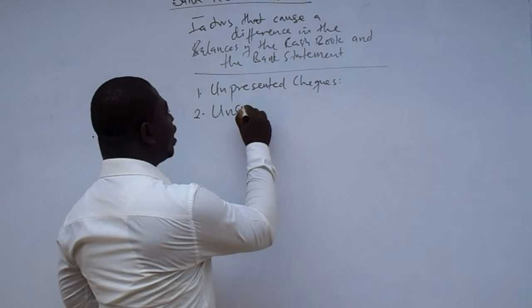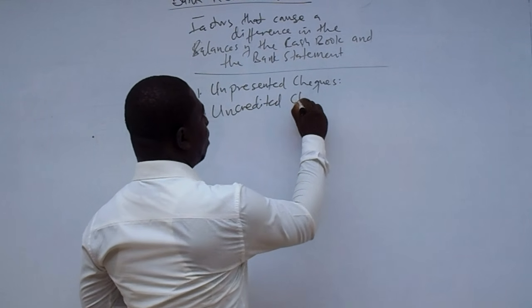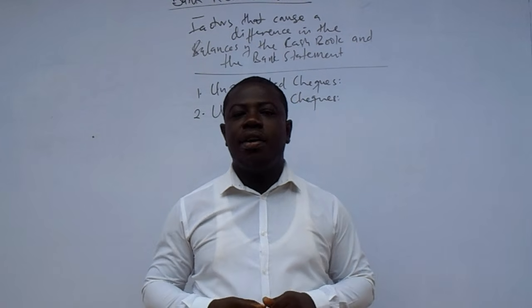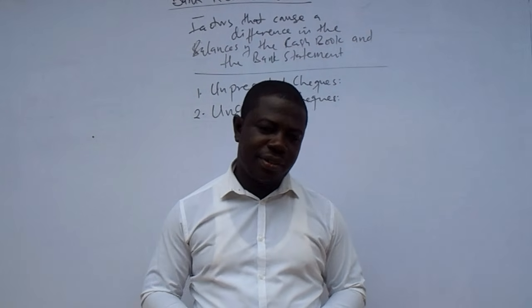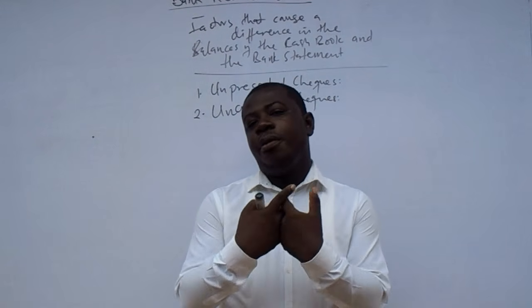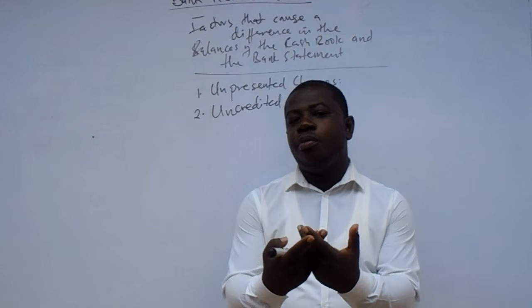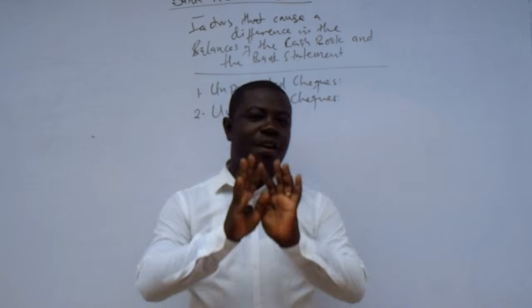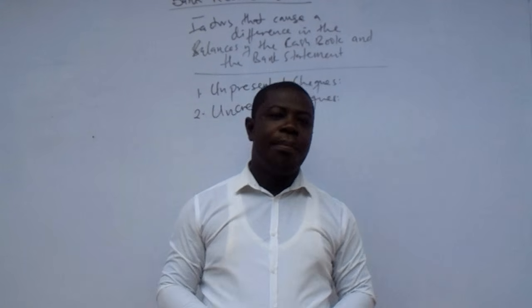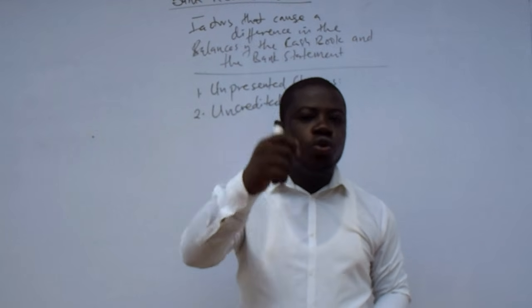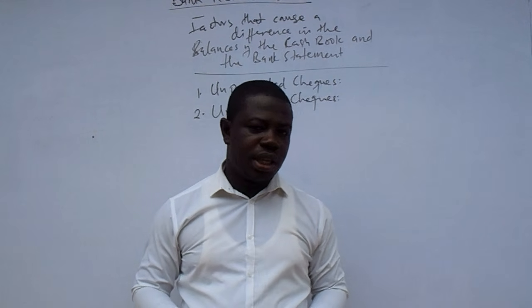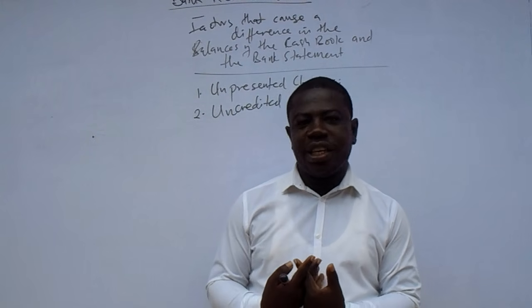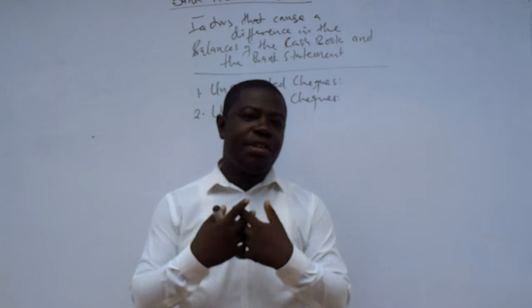Then we go to uncredited checks. Uncredited checks are checks that have been received by the business from customers or debtors and have been paid into the bank. We have deposited those checks into the bank, but the bank has refused to credit it into our account within the said period. So we have received a check from our customers. They owe us and they have given it to us.